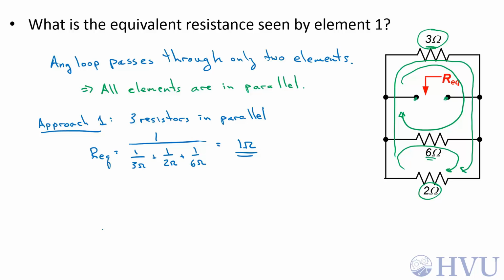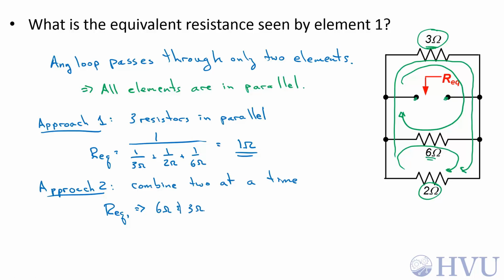I can also calculate an equivalent resistance by combining any 2 of the resistors and then using that resistance in another equation to combine it with the third resistance. So an alternate approach, I'll combine 2 resistors at a time. So I'll say that Req1 I'm going to claim is the combination of the 6 ohm and the 3 ohm resistors. So Req1 is equal to the product of the two, 6 ohms times 3 ohms, over the sum of the two, 6 ohms plus 3 ohms. That's 18 over 9, which is 2 ohms.